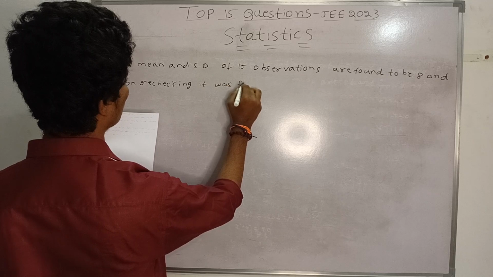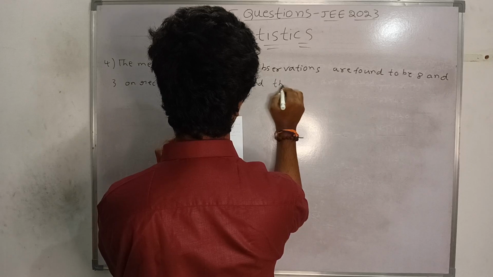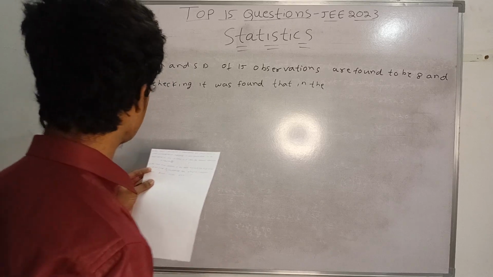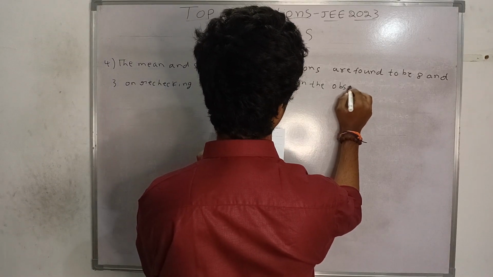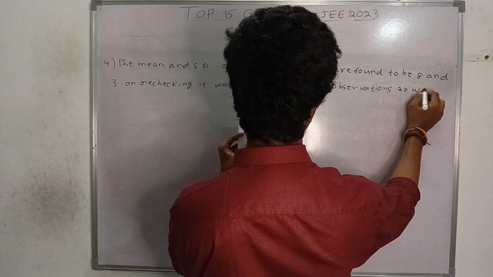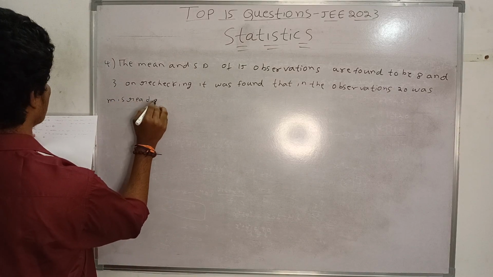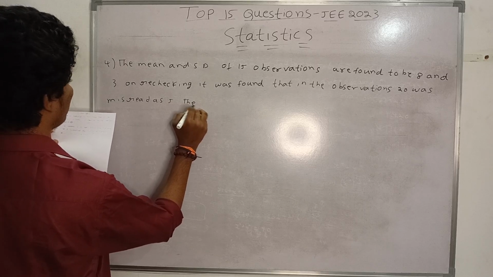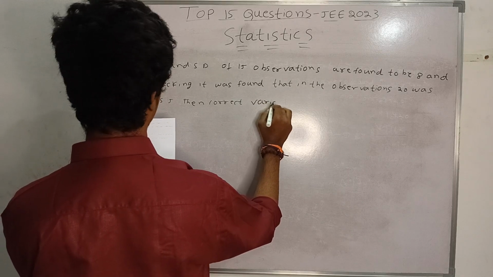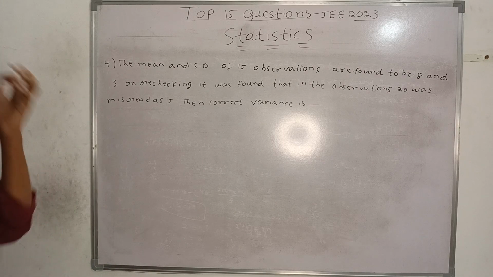On rechecking, it was found that in the observations, 20 was misread as 5. Then the correct variance is... basically this is a numerical type question which came in the JEE 2023 January attempt.